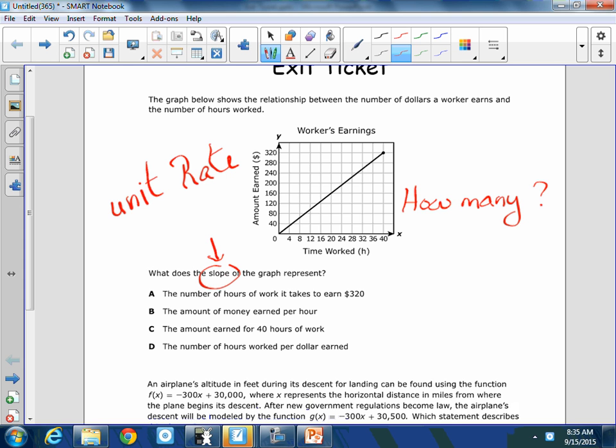It's per hour. Basically, it's how much is it changing per hour? You can figure that out by dividing, right? But what was the answer? What does the slope of the graph represent? The amount of money earned per hour. Not the amount of hours it takes to earn $320. That wasn't it. Okay, we got it. A lot of you pick A instead of B.